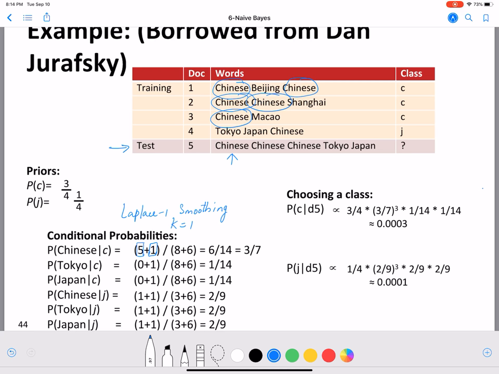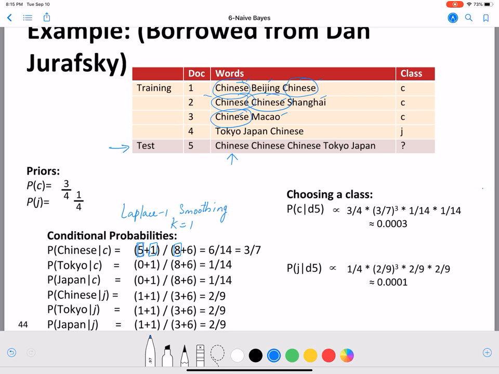Remember, we have to add k to the count of each feature, right? So we are adding 1 to that. Now divided by, for this first value, we are going to look at the total number of words across all Chinese documents. That is 1, 2, 3, 4, 5, 6, 7, and 8. So there are a total of 8 words across all three Chinese documents, and that is given by this 8.